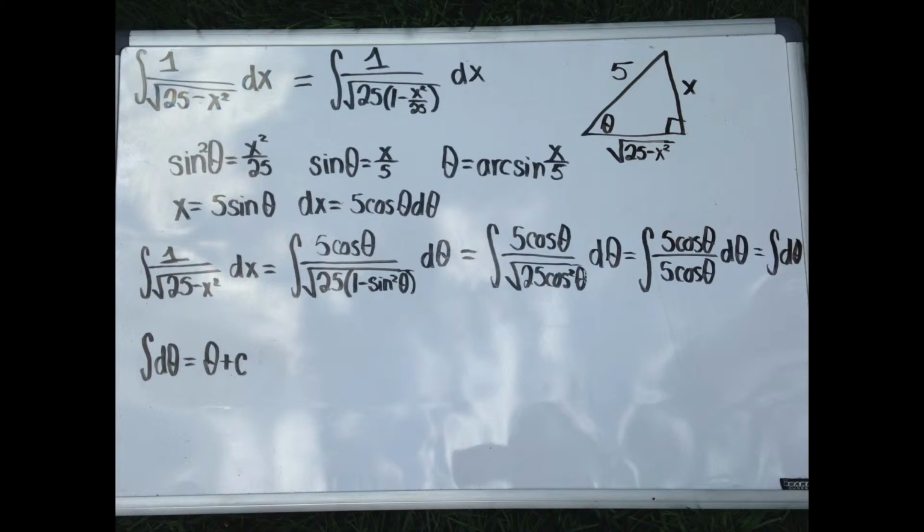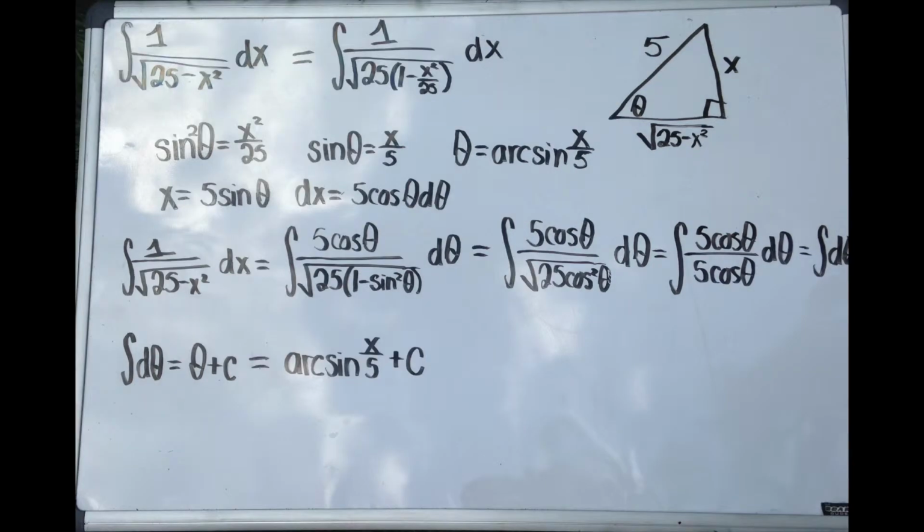The next step is to integrate your simplified integral, so you have the integral of d theta, which equals theta plus c. Now you've solved this indefinite integral in terms of theta, but your original problem was given to you in terms of x. So you have to use the information you recorded earlier, and you know that theta equals arc sine of x over 5, so you substitute in that for theta, so your final answer is arc sine of x over 5 plus c, and that is the solution to the indefinite integral initially given to you in this problem.